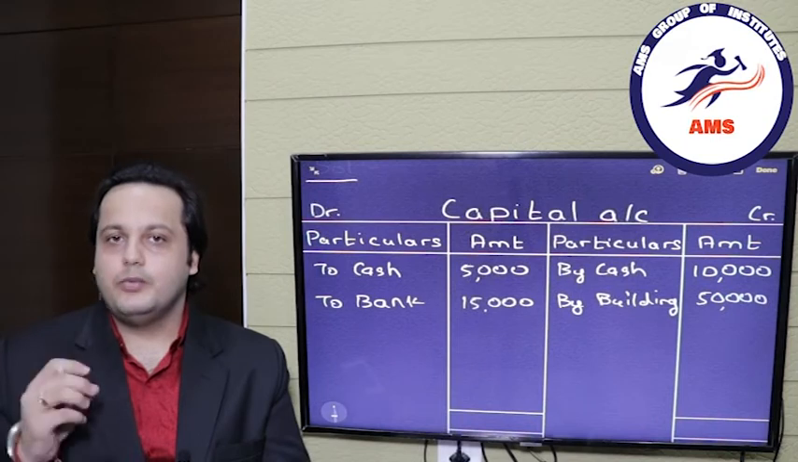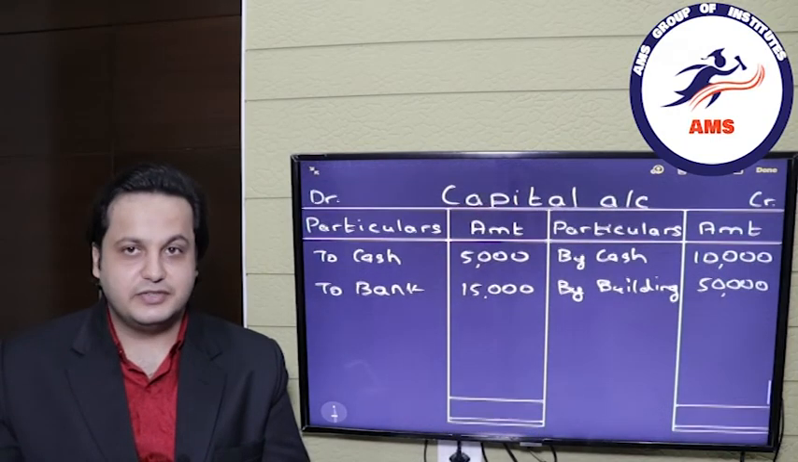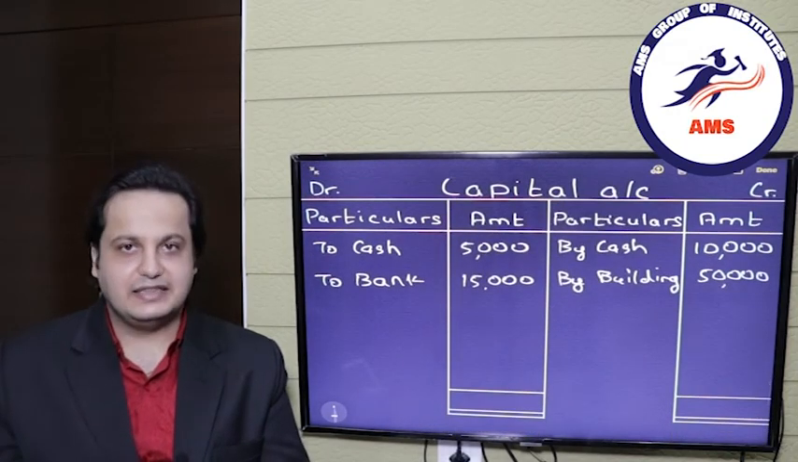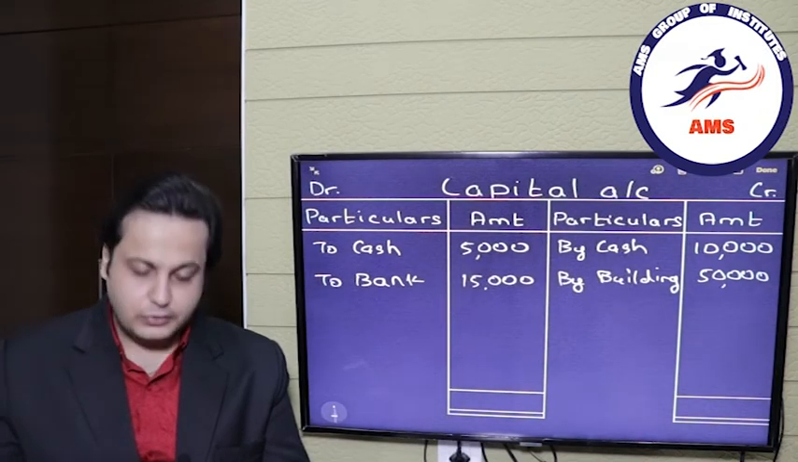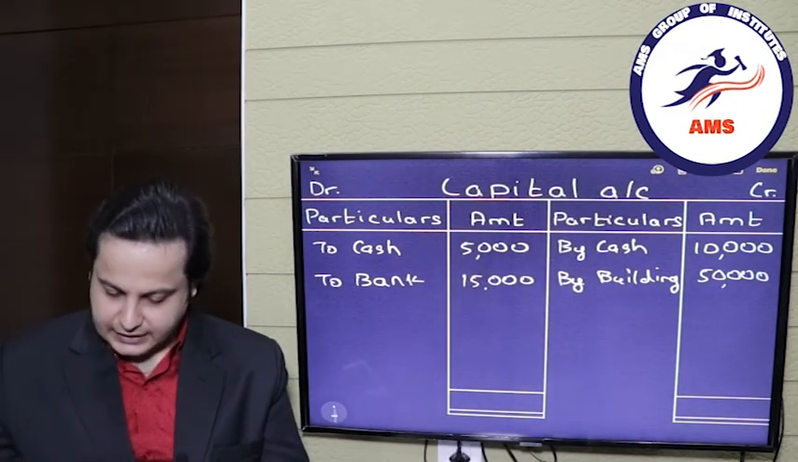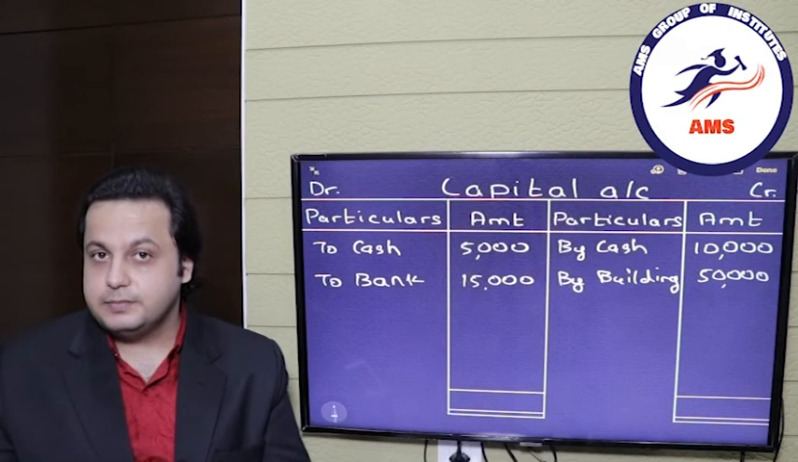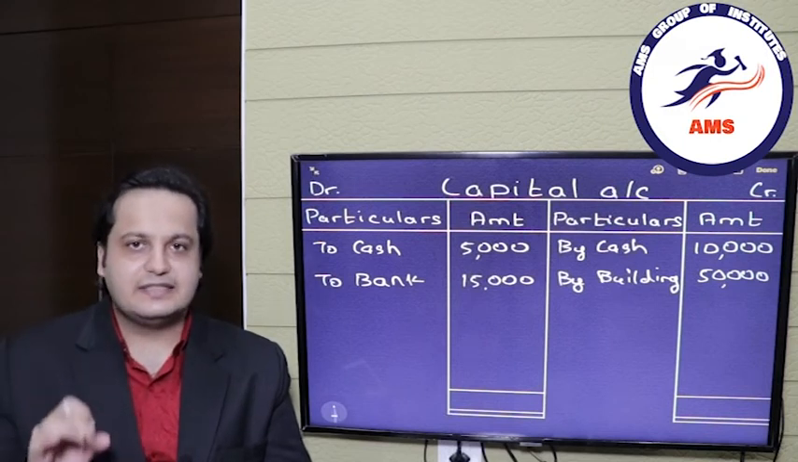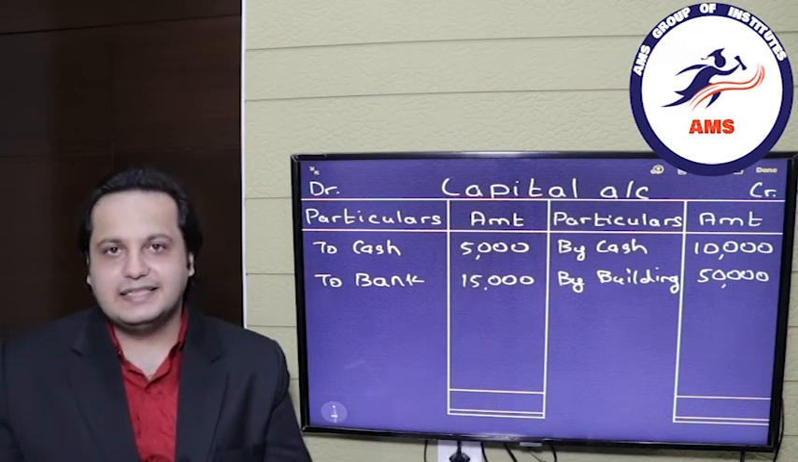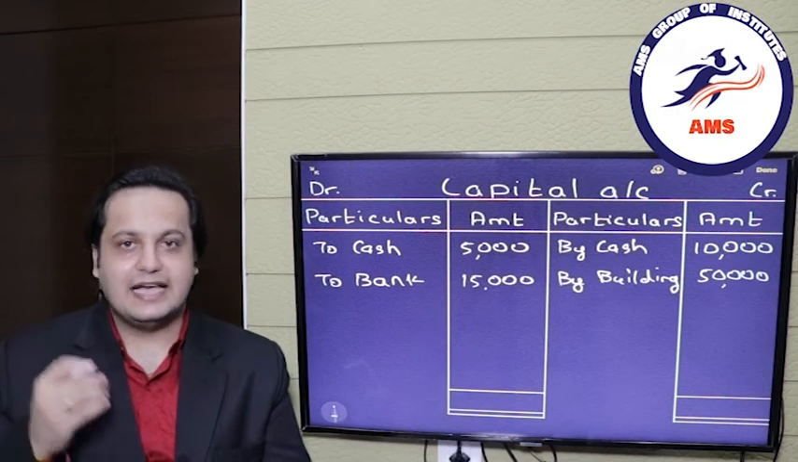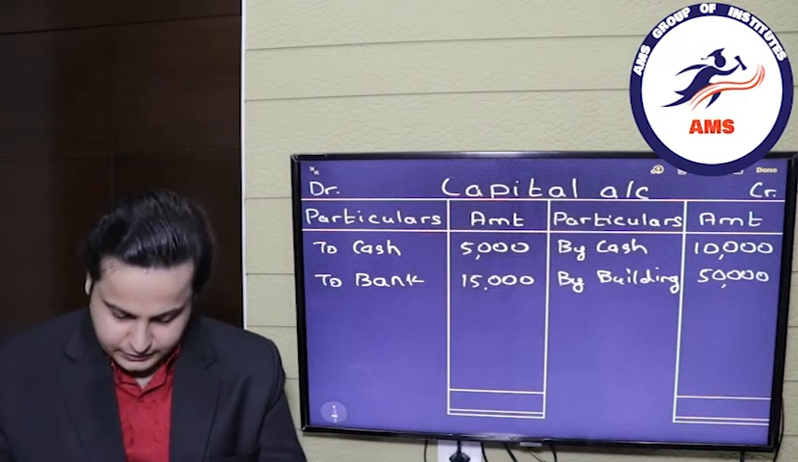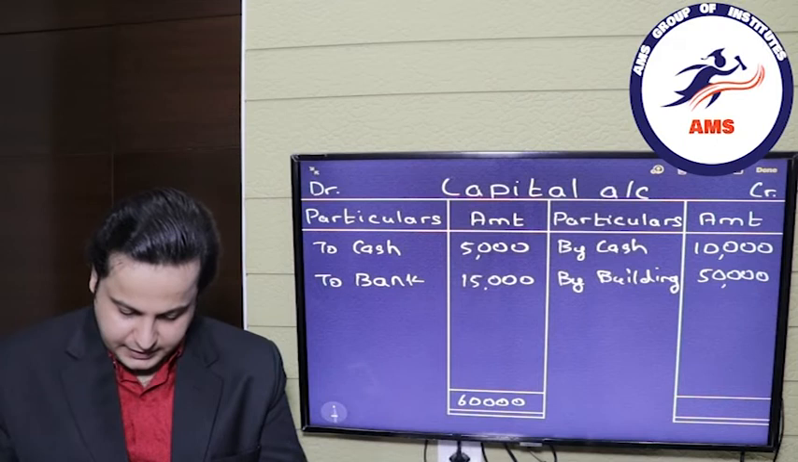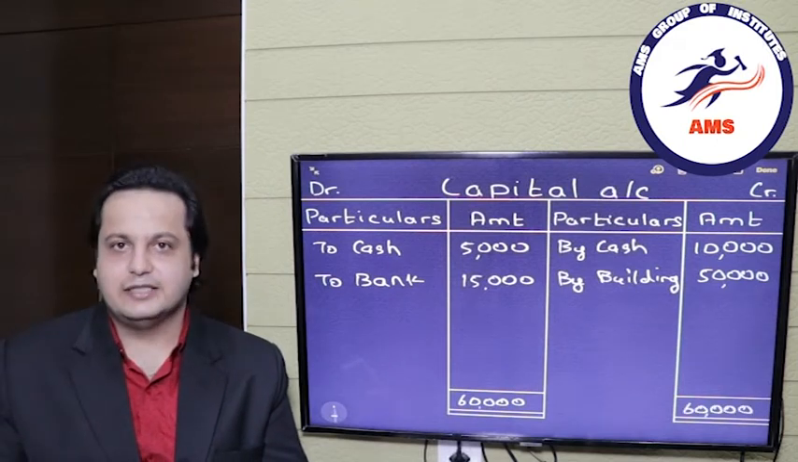So now we will do the closing balances. Firstly, the total of the debit side and the credit side. The debit side total is 20,000 and the credit side total is 60,000 rupees. So the bigger total is 60,000. We will write this in the total of the debit as well as the credit side. So 60,000 rupees on the debit side and 60,000 rupees on the credit side.